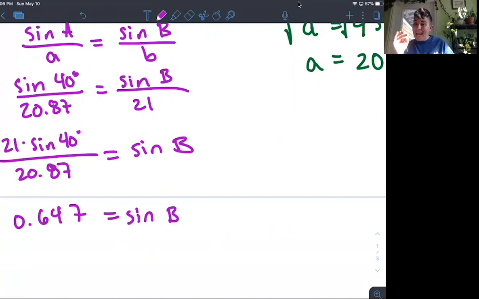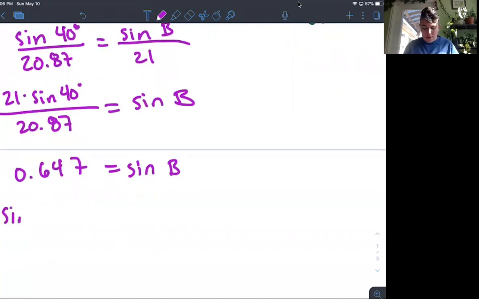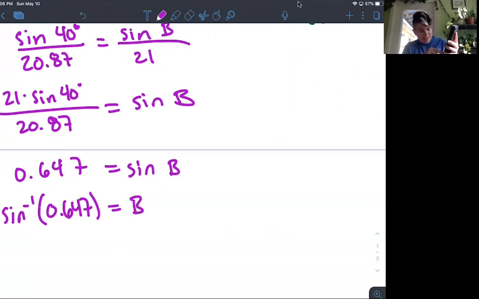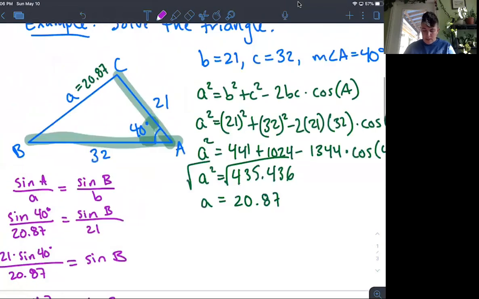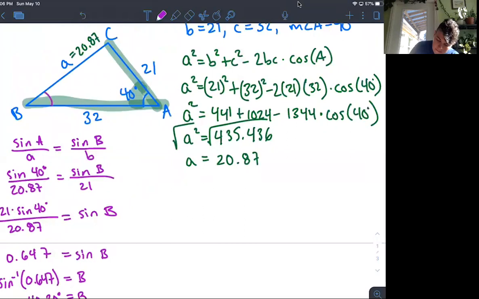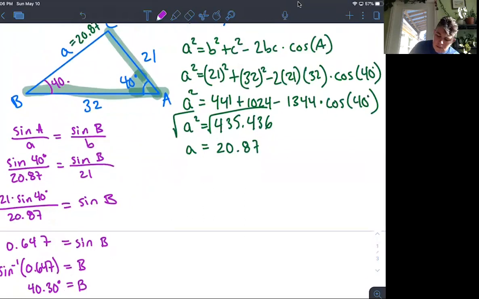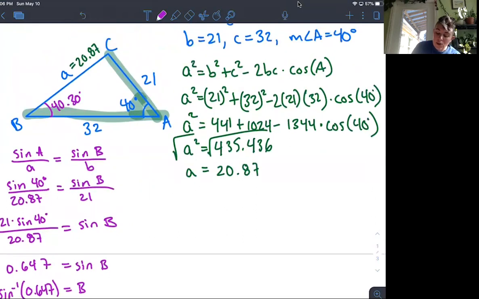And then to figure out what the angle B is, I have to undo the sine. So that means I'm going to do the inverse sine of 0.647 equals B. So I'm going to hit second sine, second answer, so I'm not rounding, equals, and that tells me that 40.30 degrees is equal to B. Holla! Okay, so let me get up here. So this is going to be 40.30 degrees.